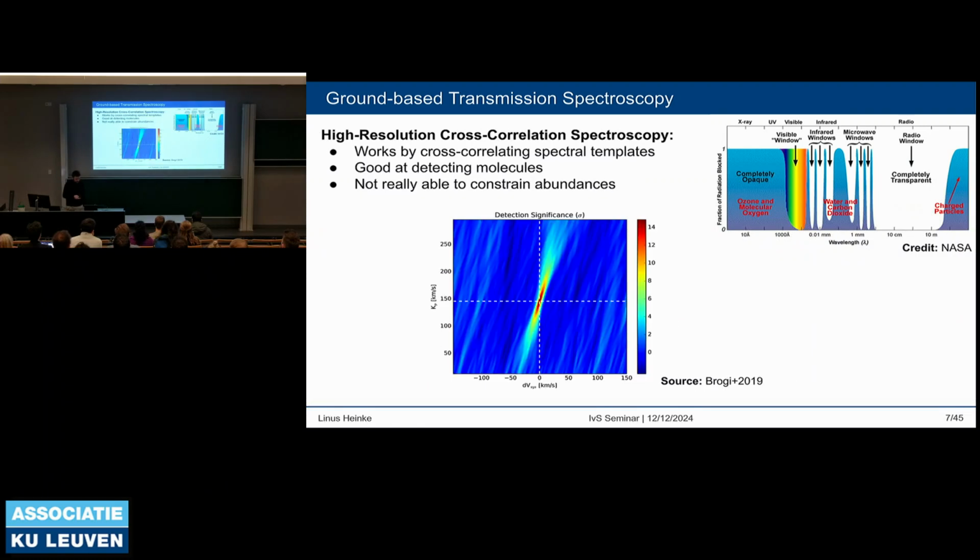And then just for completeness, there's another technique called high-resolution cross-correlation spectroscopy, so that we don't get transmission spectra, but we cross-correlate spectral templates.